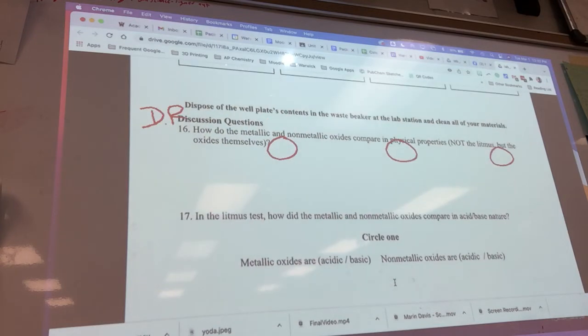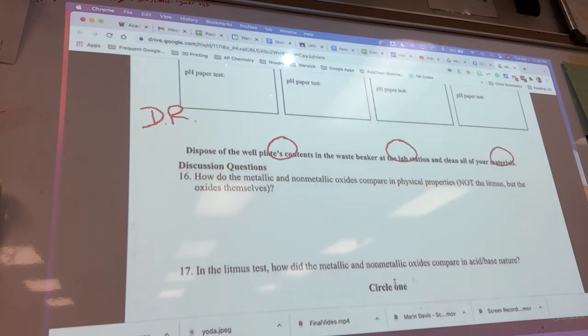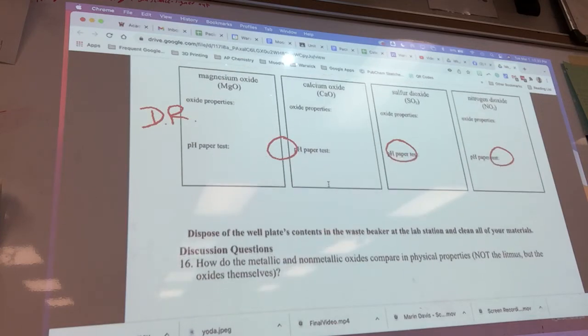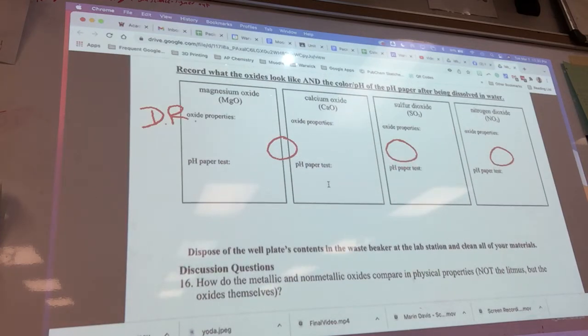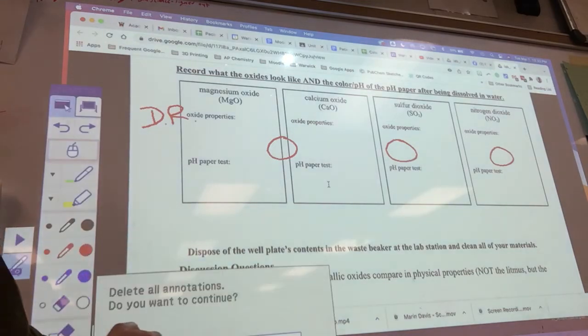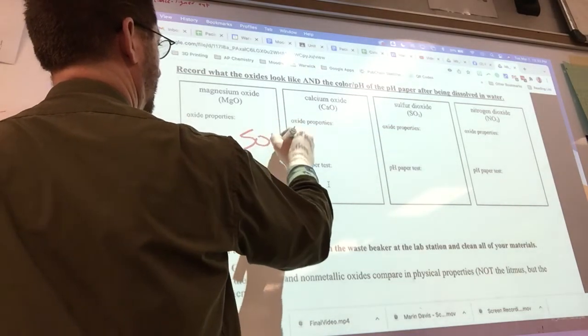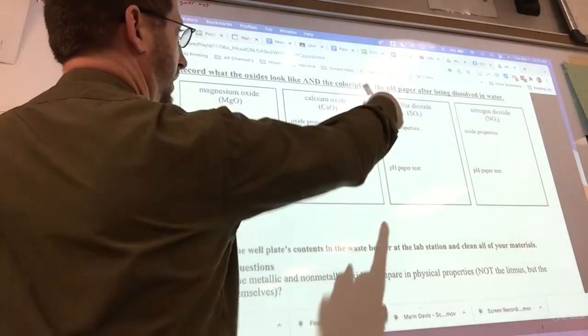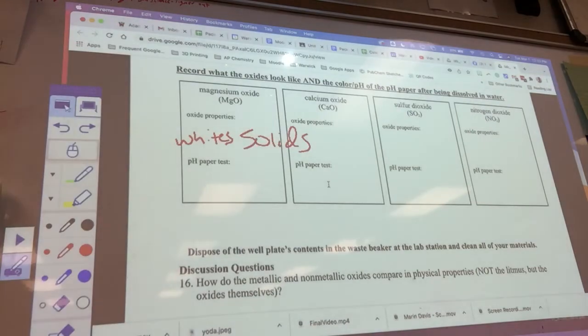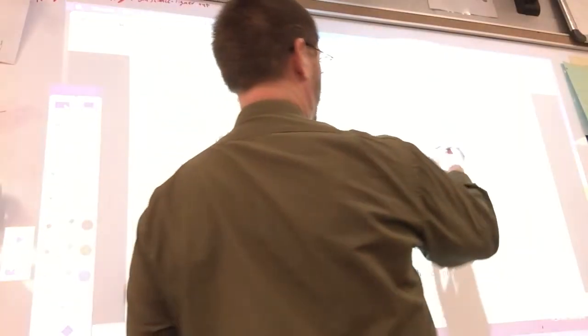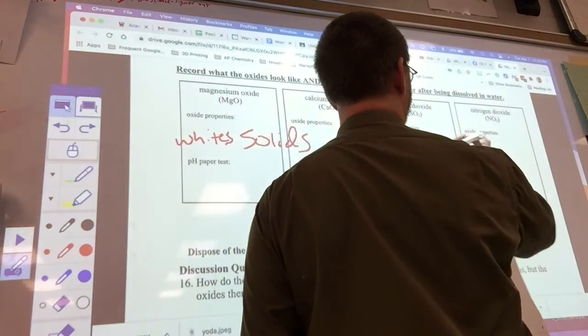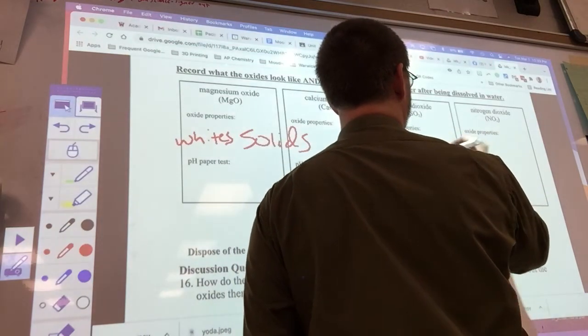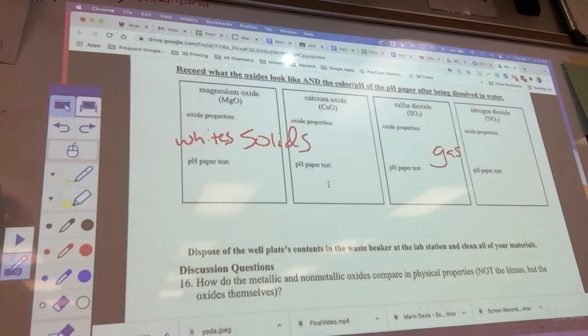How do metallic and non-metallic oxides compare in their physical properties? Group 6, what state of matter are the metal oxides in? Like a powder, so yeah, solids. What color? Yeah, grayish white solids. And whereas the sulfur dioxide and nitrogen dioxide were what? Gas. They were gases. This was a clear gas, and this was kind of a red gas. Now, they didn't look like gases when you were testing them because, again, I had to do that reaction up here. The gas then dissolved in water to form the pH.